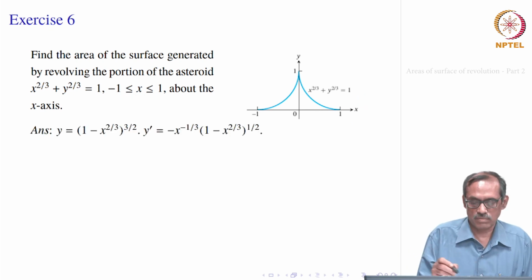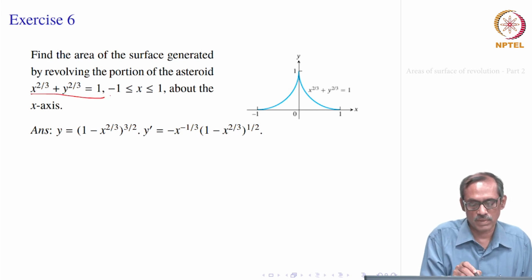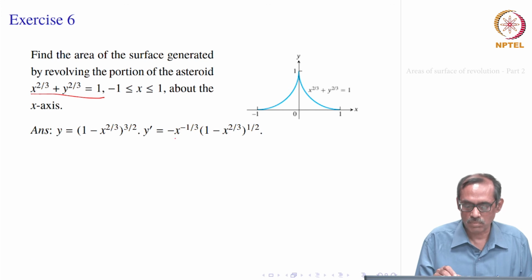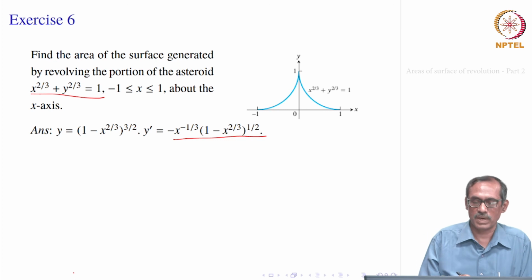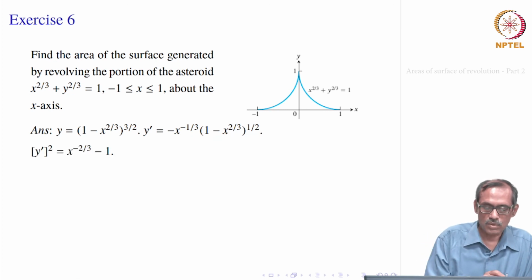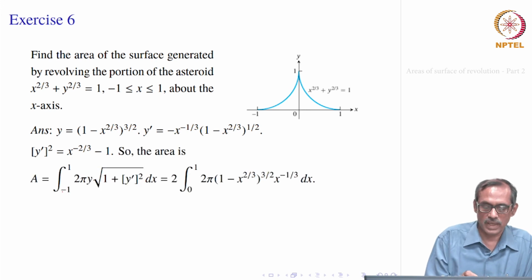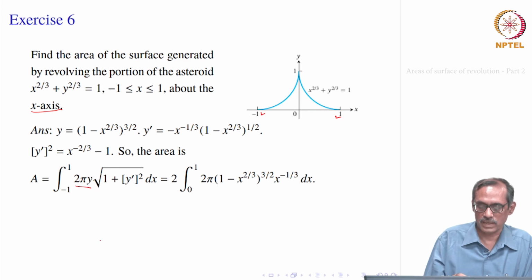So, we should get the formula directly. Say y equal to, if we substitute from this, y is greater than or equal to 0 now. So, y equal to 1 minus x to the power 2 by 3, to the power 3 by 2. Y prime is minus x to the power minus 1 by 3 into 1 minus x to the power 2 by 3, to the power half. So, you get y prime square as x to the power minus 2 by 3 minus 1. So, the area is the integral from minus 1 to 1 for the x limits, 2 pi y, because it is about the x axis, times square root of 1 plus y prime square dx.